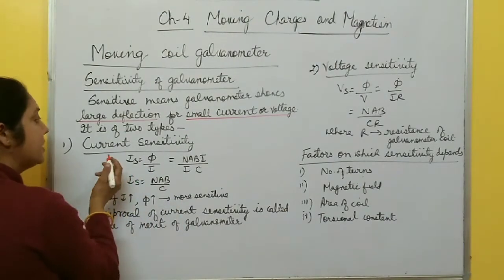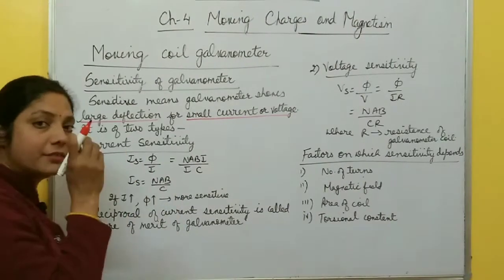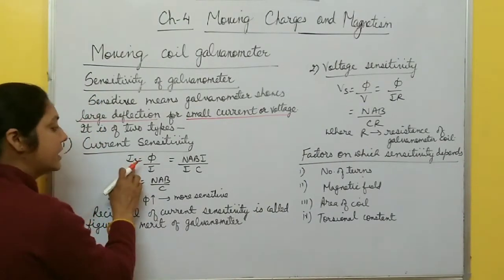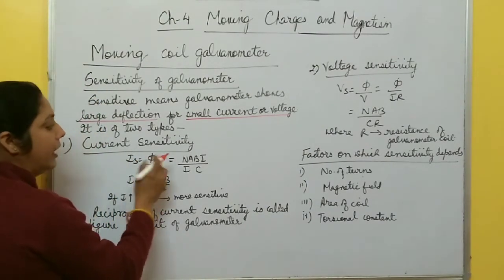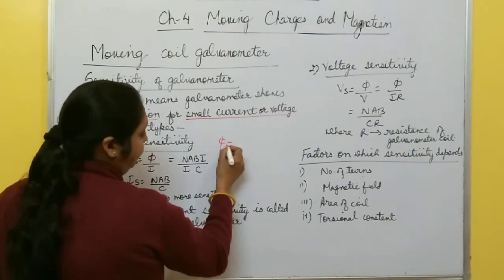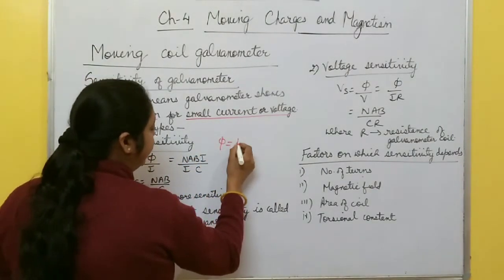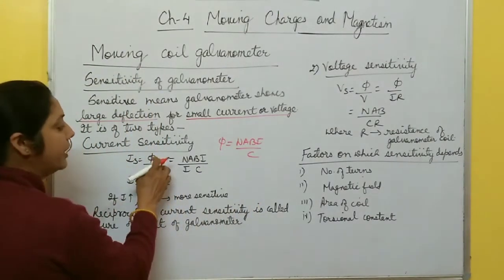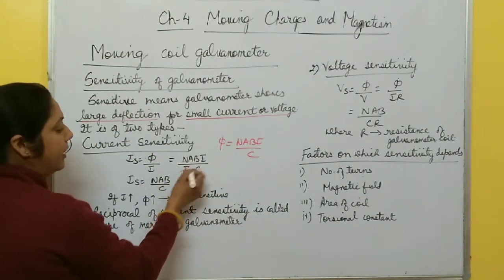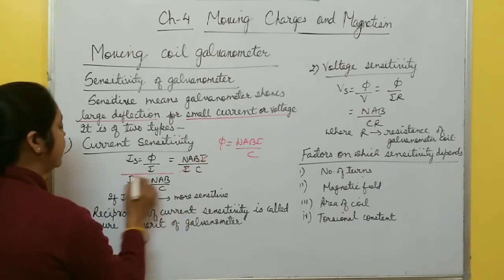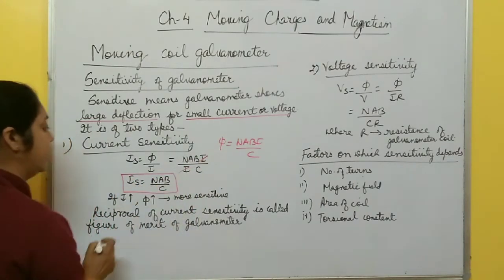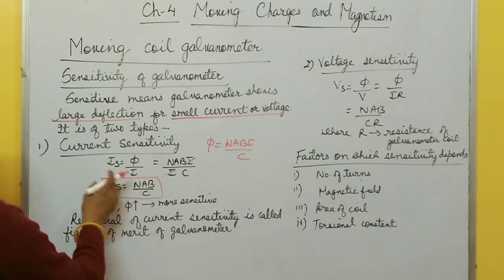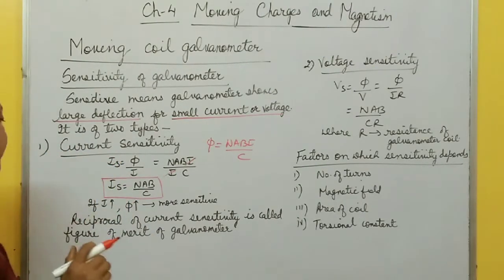Current sensitivity means the galvanometer shows large deflection when a small amount of current flows through it. So current sensitivity is given by phi by I. And you know what the value of phi is? In the moving coil, we discussed it is NABI by C. You put the value of phi here, then I cancels, and you get NAB by C. This is the current sensitivity. If current increases, deflection also increases, and you can say the galvanometer is more sensitive.